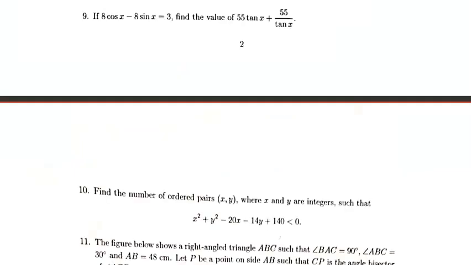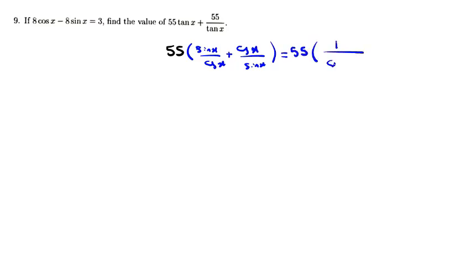SMO 2020 senior section first round, problem number 9. If 8 cos x minus 8 sin x equals 3, find the value of 55 tangent x plus 55 over tangent x. One useful and basic idea is replace, but first let's factor 55. Let me write with blue. Tangent x, write it as sine x over cos x, plus cos x over sine x. If you use a common denominator, it will be 55 times 1 over cos x sine x.